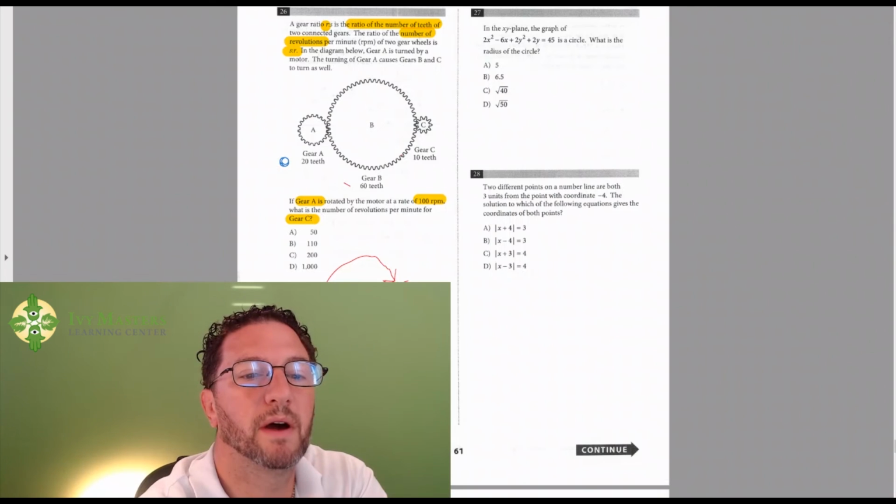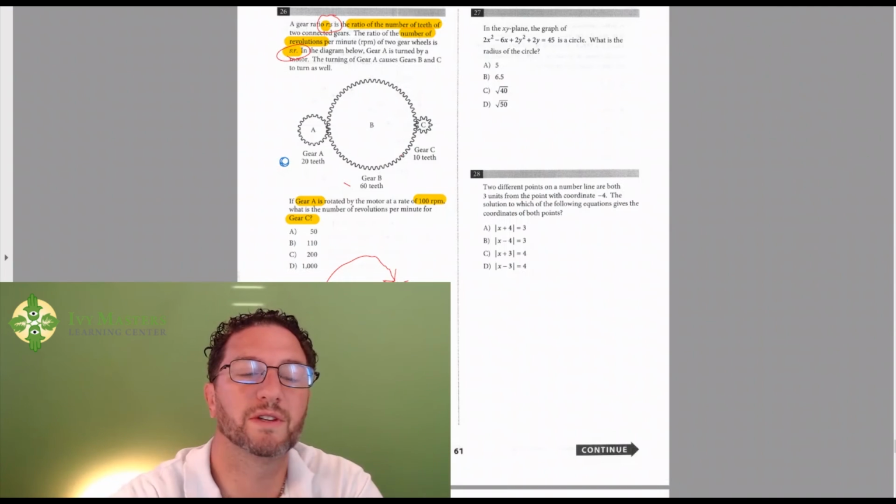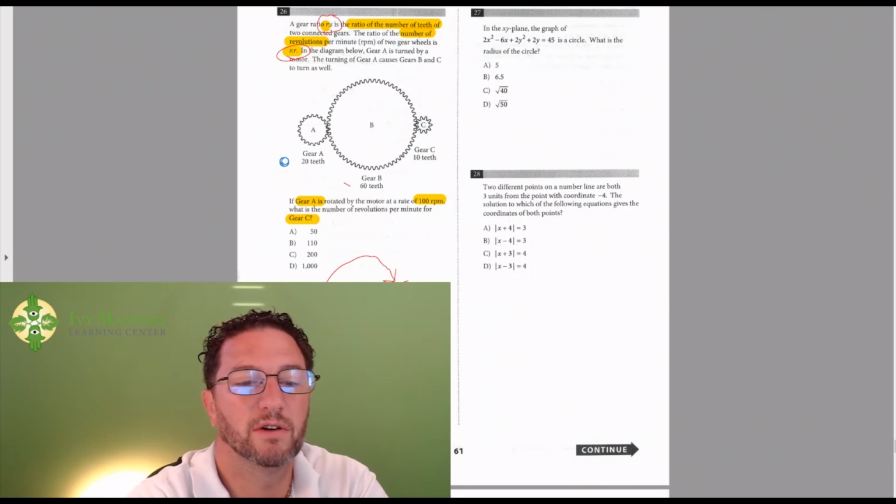That's what's meant by the gear ratios R to S. That's the number of teeth. But the number of revolutions is S to R. So the bigger the gear, the less it spins. So your correct answer here is C, 200.